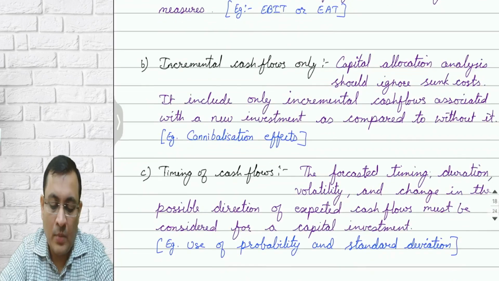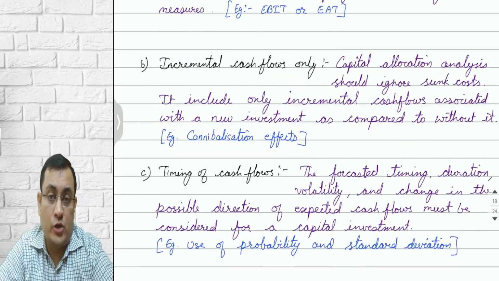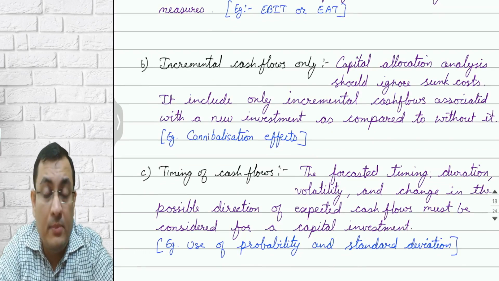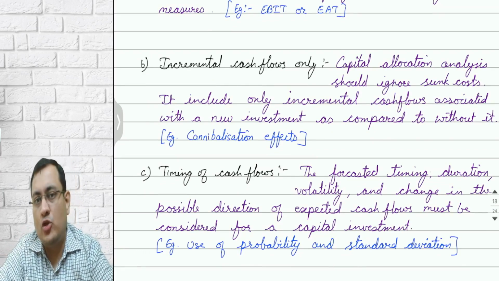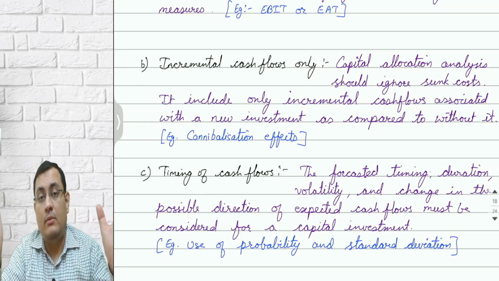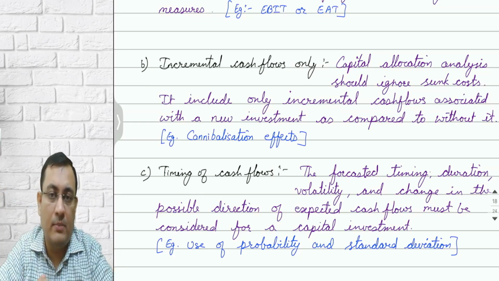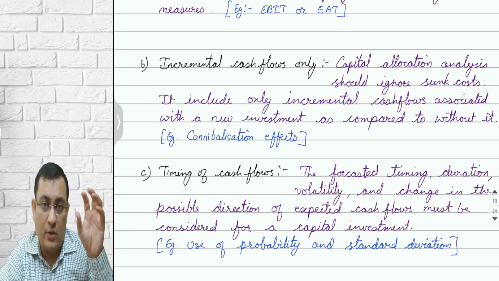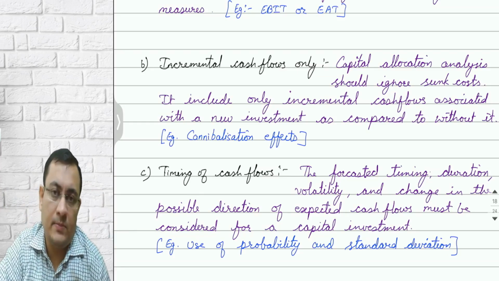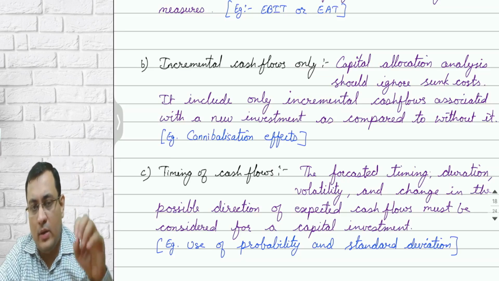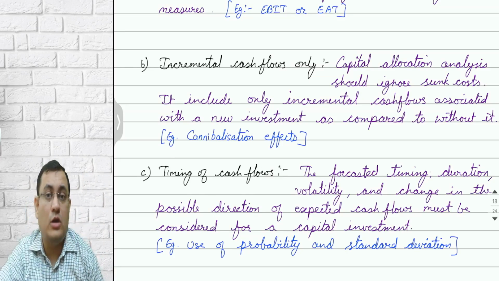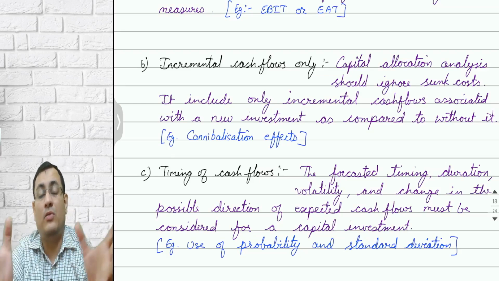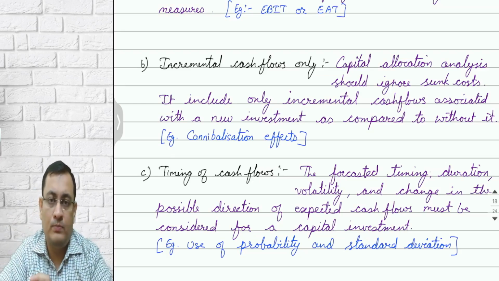Second, number 2, incremental cash flows only should be used. When we are saying incremental cash flows, it means the decision should not be based on the overall wealth of the company or value of the company. Every project should be analyzed on a standalone basis. And when you are doing this standalone analysis, the impact of cannibalization and other factors should also be considered. In fact, I'll say the concept of relevant costing should be used.